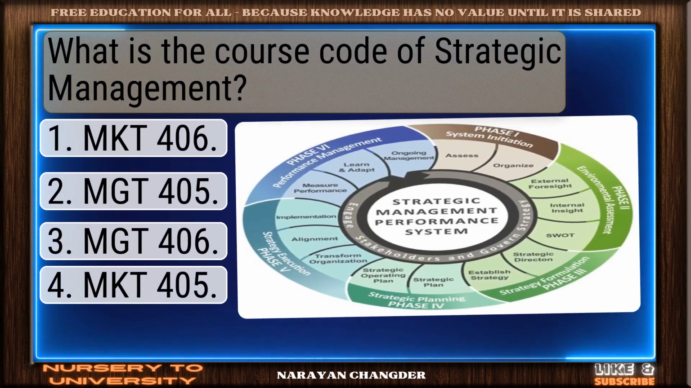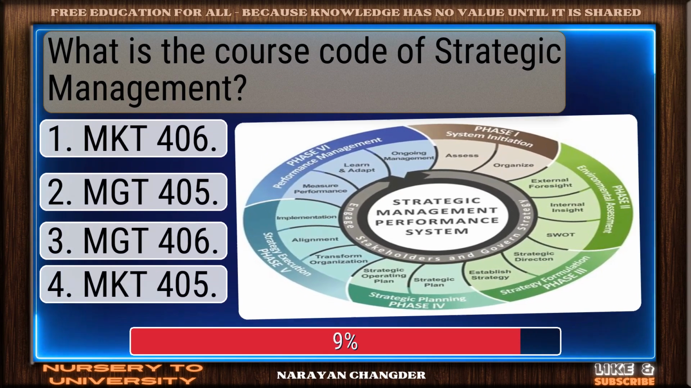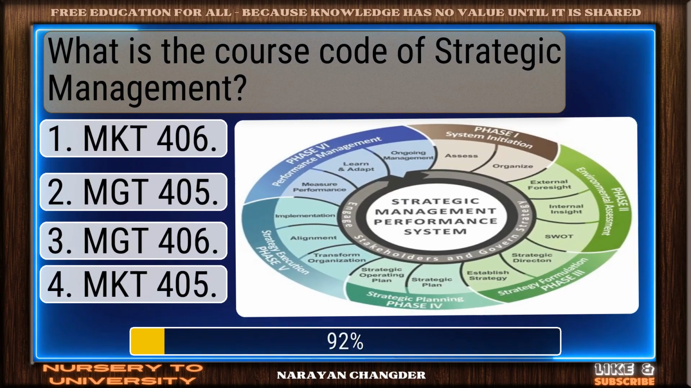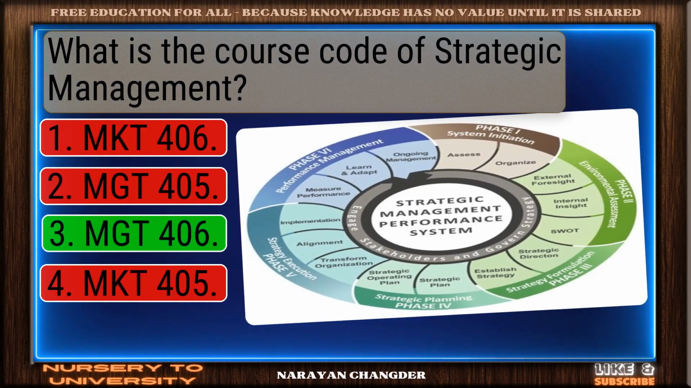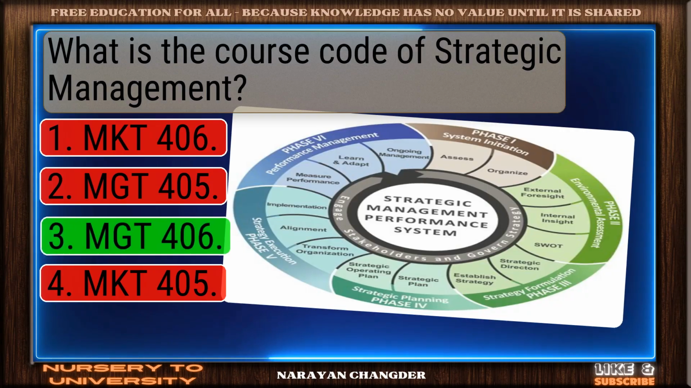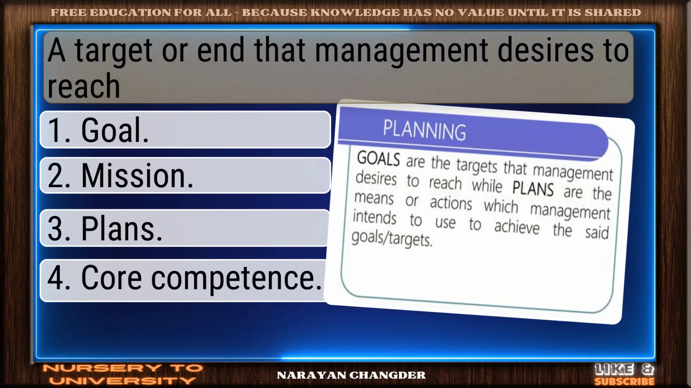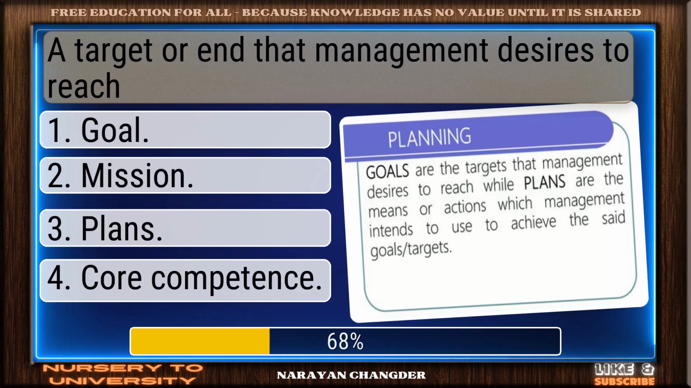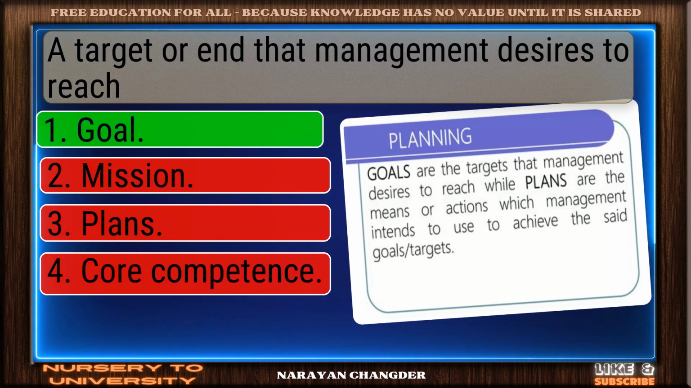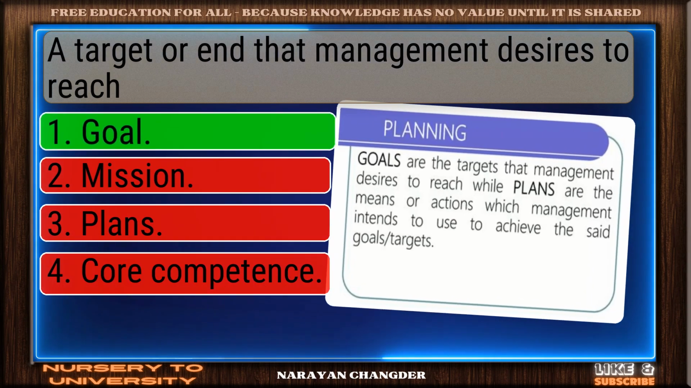What is the course code of strategic management? Well picked. Majid 406 is the correct answer. A target or end that management desires to reach. Well picked. Goal is the correct answer.